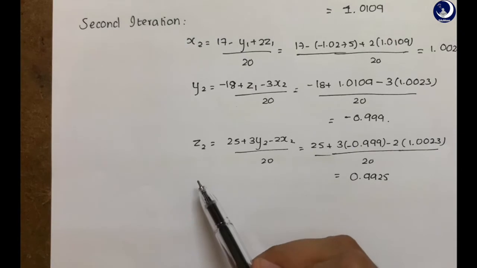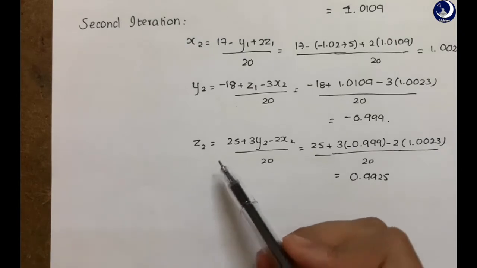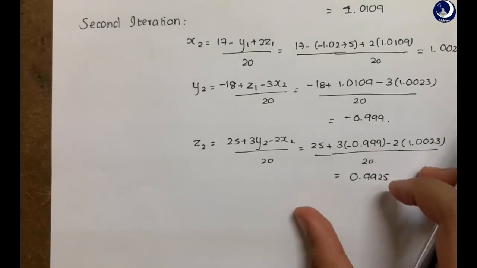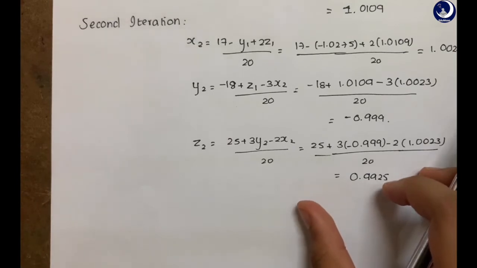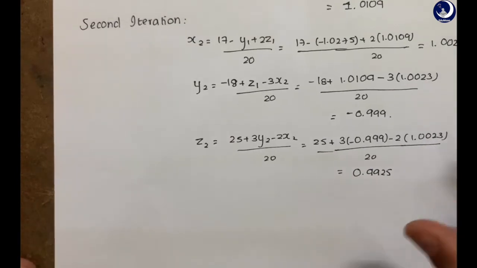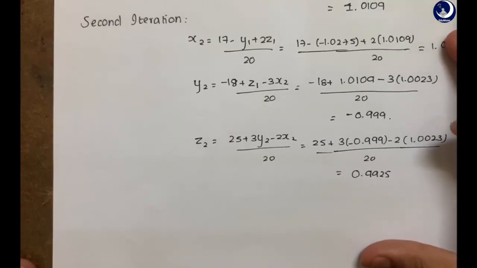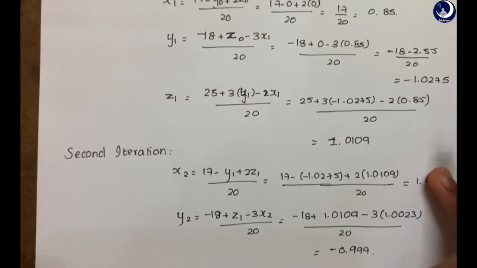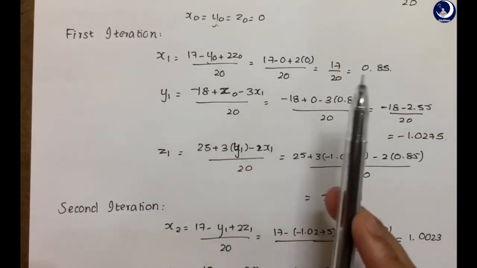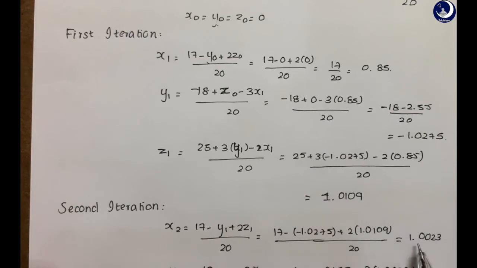We'll do these iterations until we find that the last iteration and the previous iteration variable values are approximately equal. Let's compare first iteration and second iteration variable values. Here, x1 equal to 0.85 and x2 equal to 1.0023. These are not approximately equal.